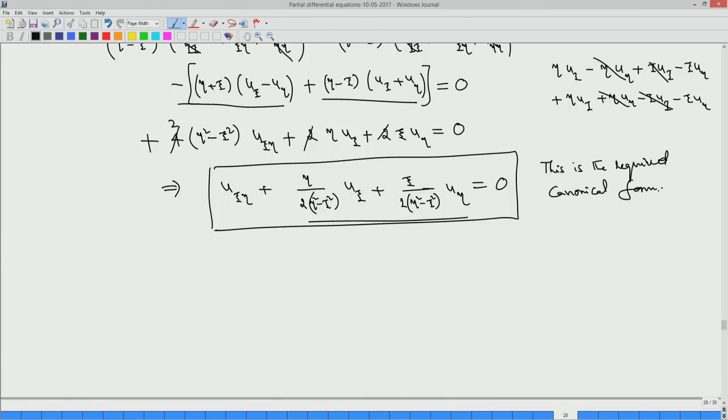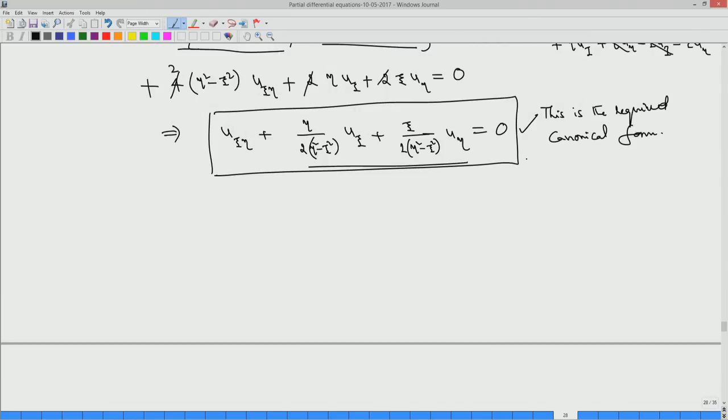This we cannot integrate. We know only one technique, whether we can integrate directly, which is not possible because it involves second order and first order terms. So, you cannot solve this partial differential equation even after reducing it to canonical form. Okay. So, this is a hyperbolic example.